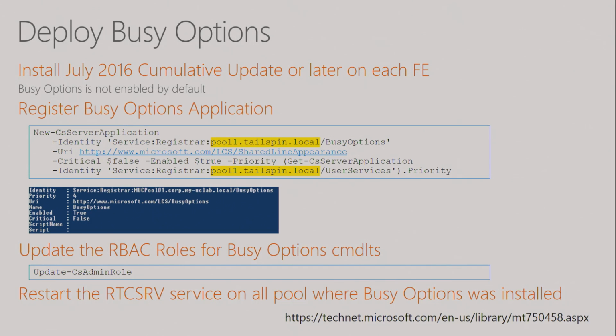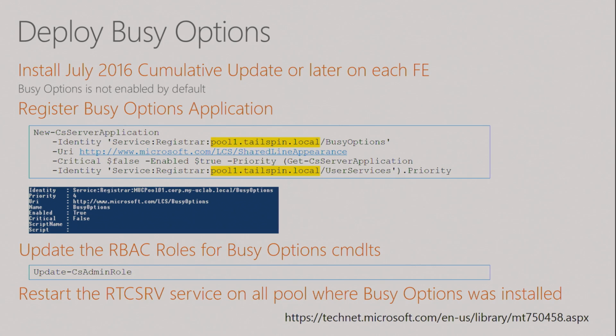And from a configuration standpoint, right, we need the July 2016 CU. That would be CU3 or later, of course, once we release the next CU, it's cumulative, right? So you'll install that one, and you'll have busy options. If you haven't installed this as of yet, you need to register the busy options application, right? It is a voice application that we've built on top of the front end. So we've got the new CS server application cmdlet that we go ahead and run. We need to do a quick update of the RBAC roles, and we do have to restart the RTC service.